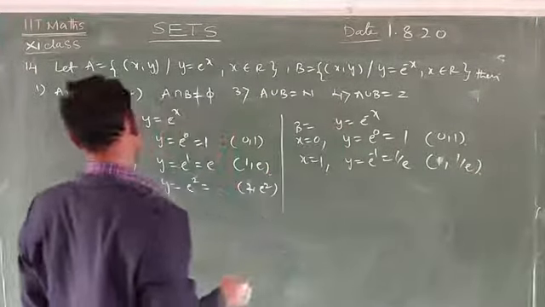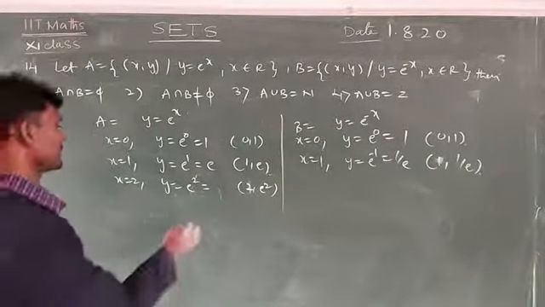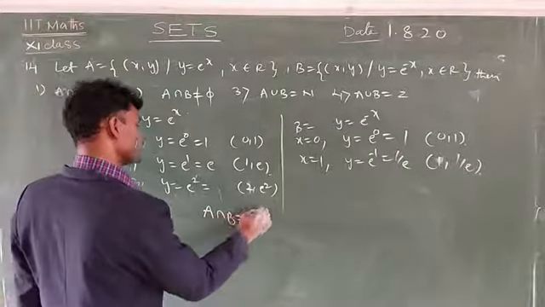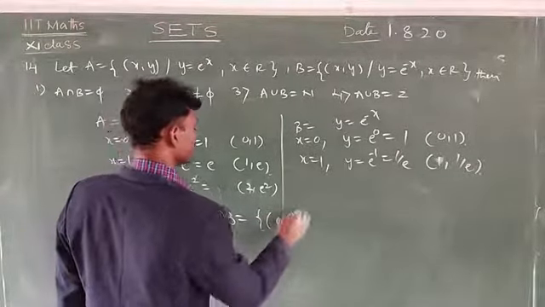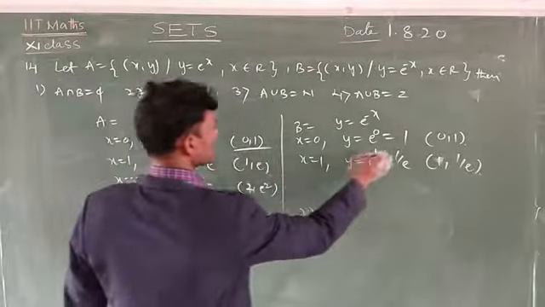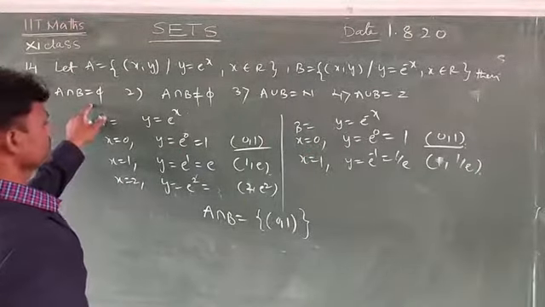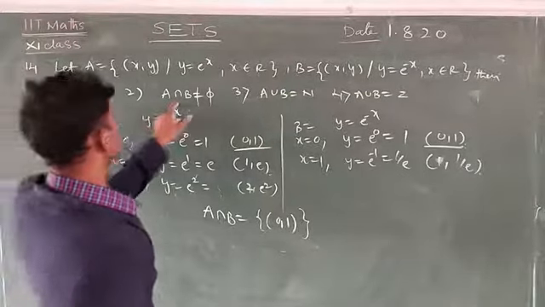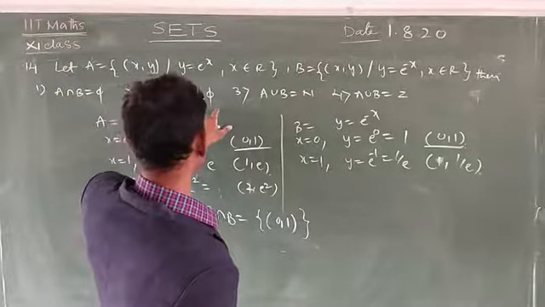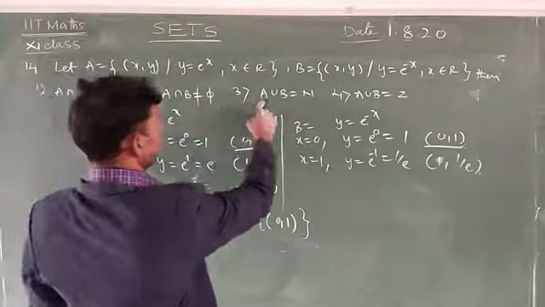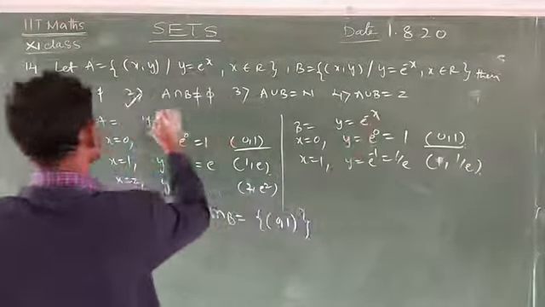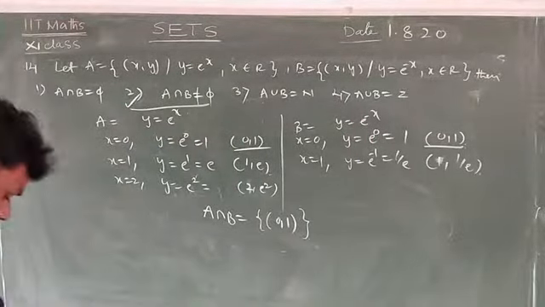Now you can see, A intersection B has one pair of elements, (0, 1), which is in both. So A intersection B is equal to the empty set is a wrong option. A intersection B is not equal to the empty set is the correct option. And A union B is equal to R is also wrong. So the second option is correct. Note down.